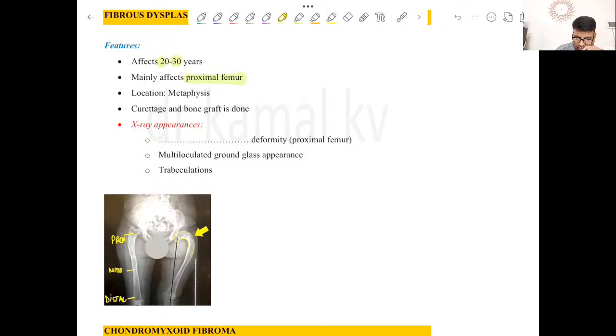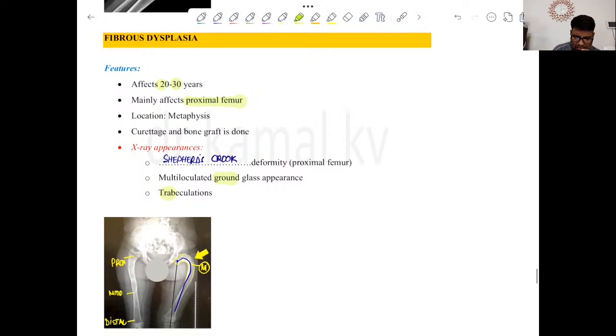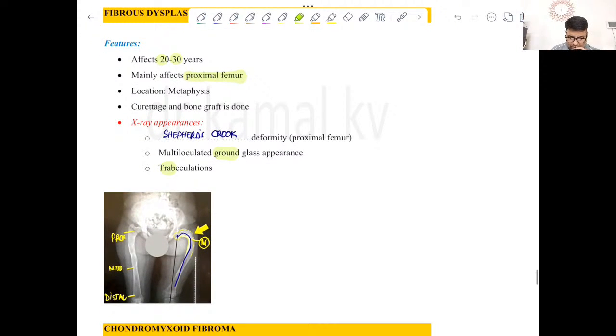So it is also involving the metaphysis, and the characteristic thing, the point which you need to remember from an exam point of view, is Shepherd's crook deformity, right? So Shepherd's crook deformity, you can see curvature something like this. So this is the Shepherd's crook deformity of proximal femur, and then there can be ground glass appearance with trabeculations. Leave that. So this is fibrous dysplasia.